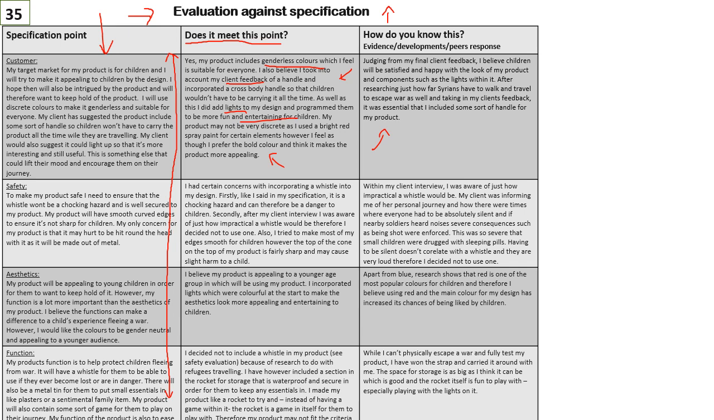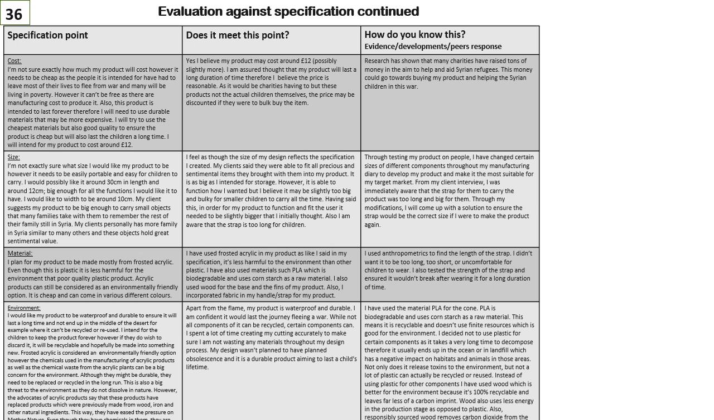Things like size are obviously much easier to do because you can measure it and make sure that it fits within the size that you specified earlier in the project. But this is basically the first really important part of your evaluation: looking back at your spec and comparing and evaluating each point to see how well it's met that point, and also how you know it has. You can see that she has spread this out over 2 pages. But remember, this is copied and pasted, so it's just these bits here that she's written.